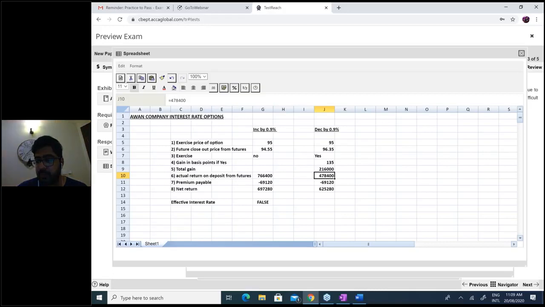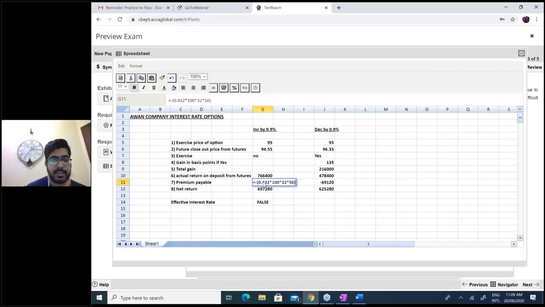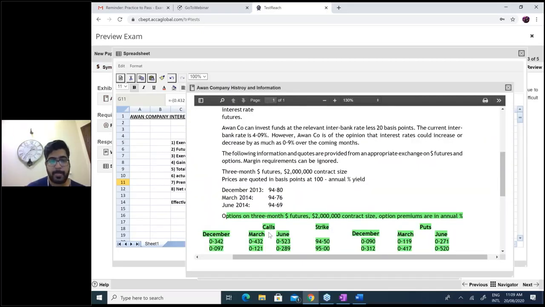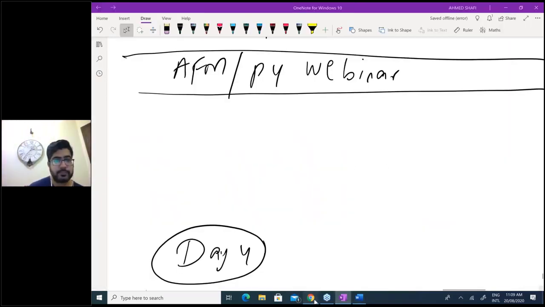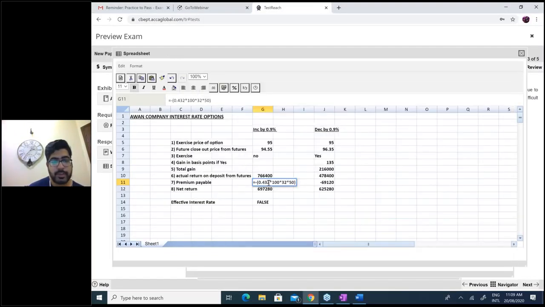So if you need to take the premium payable, premium is the premium rate into 100 spot into contracts into tick. Now premium rate. Which option to take? Call option, 95 price call option. And obviously in deposit we take call option. And which option have we taken? March. So March call option premium is 0.121 here. Just change it to 0.121.